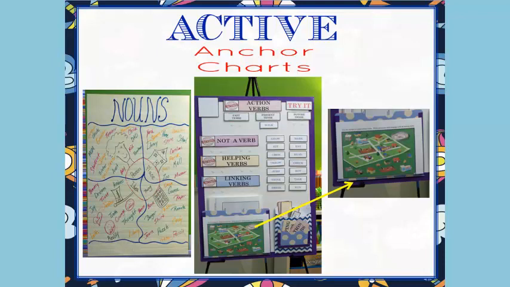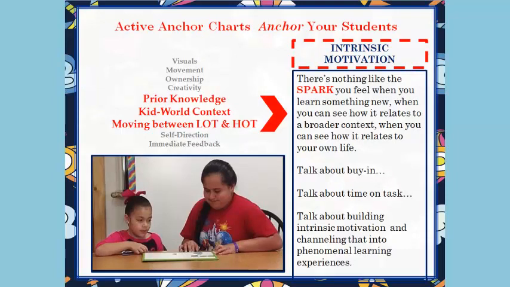So in terms of the list that I provided for you, there are 3 areas I want to discuss. When we look at prior knowledge, kid world context, and moving students between lower order thinking and higher order thinking, we'll be able to see that spark in their learning. And there's nothing like that spark that you feel when you learn something new. When you can see how it relates to a broader context, when you can see how it relates to your own life. Talk about buy-in and talk about time on task and talk about building that intrinsic motivation that you can channel into phenomenal learning experiences.